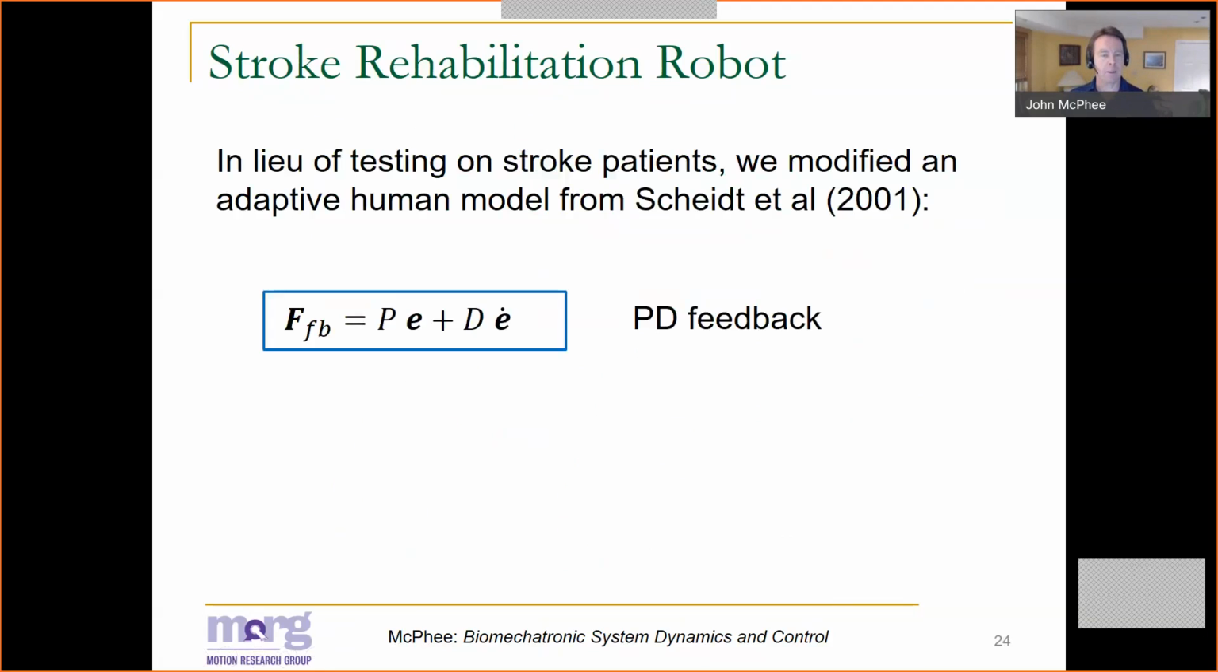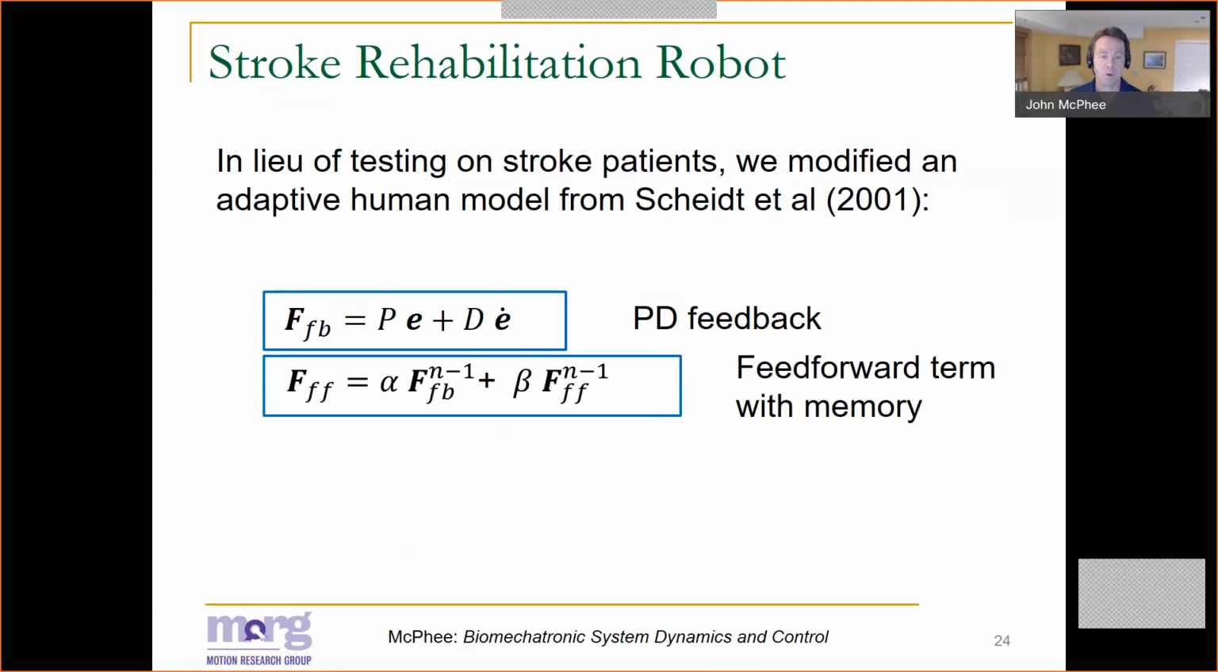This human model has a feedback term. It's a conventional PD feedback term, where E is the error in the trajectory that we're trying to follow. There's a feed forward term that has some memory in it, because the current feed forward term is actually a linear combination of the feedback term and the feed forward term at the previous time step.